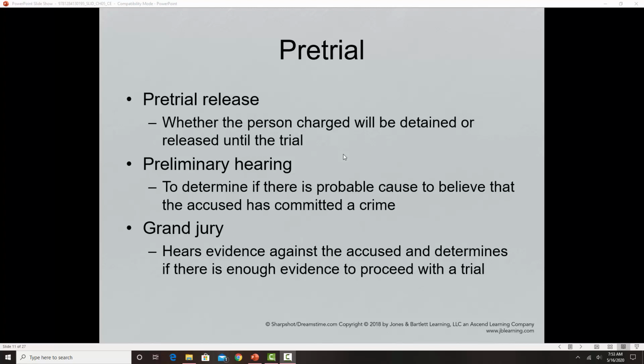Now, sometimes that can go with a grand jury. And again, it depends on the state. But a grand jury is, like a jury, a group of citizens who have gathered together. They hear evidence, like you would in a preliminary hearing, against the accused, and then they determine if there's enough evidence to proceed with the trial.